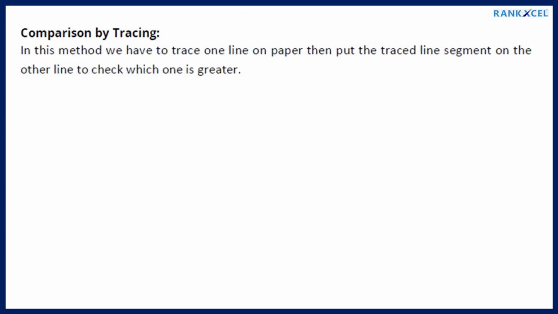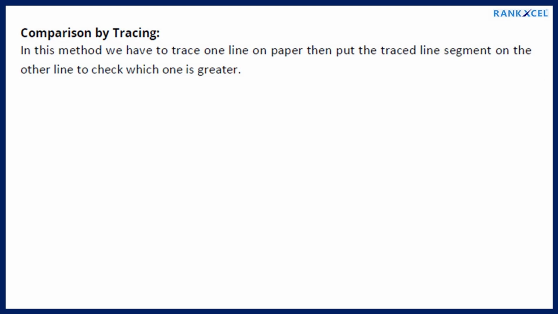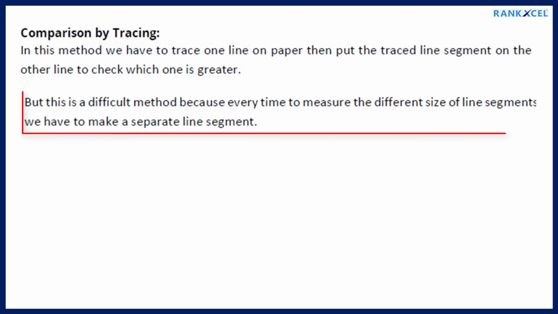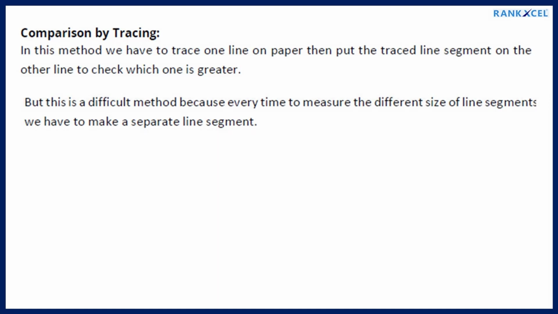Comparison by tracing. In this method we have to trace one line on paper, then put the traced line segment on the other line to check which one is greater. But this is a difficult method because every time to measure different sizes of line segments we have to make a separate line segment.